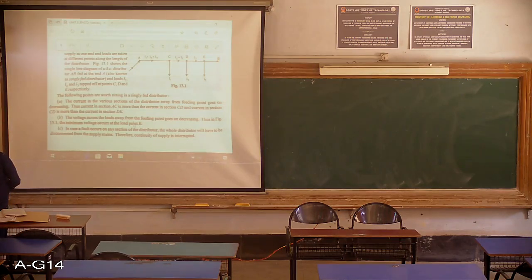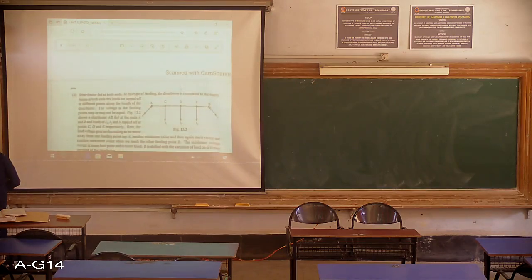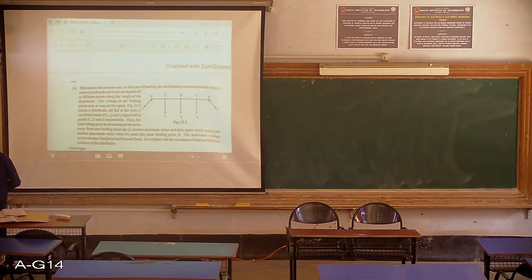Then the voltage across the loads goes on decreasing away from the feeding point. So again, the voltage drop is more, and the voltage goes on decreasing as you approach the other end. In the figure, the minimum voltage occurs at the load point E. Then, in case a fault occurs on any section of the distributor, the entire distributor will have to be disconnected from the supply, so continuity of the supply is interrupted. This is one of the disadvantages of a distributor fed at one end. First we'll see all the cases, and then we'll come to calculations.